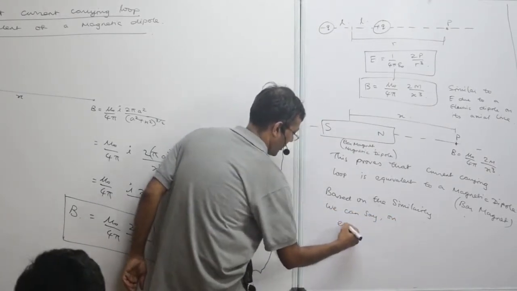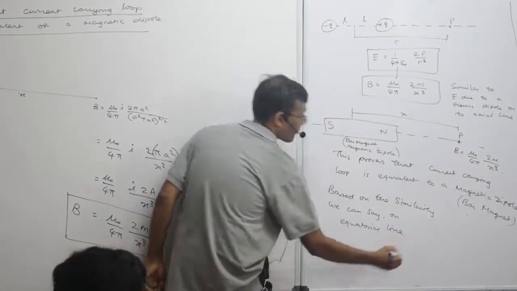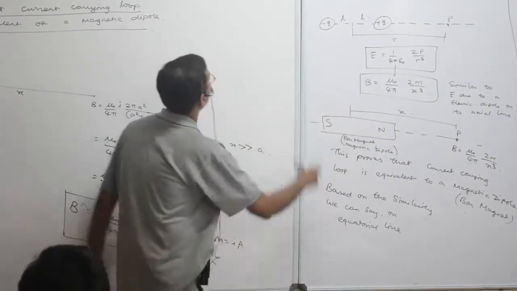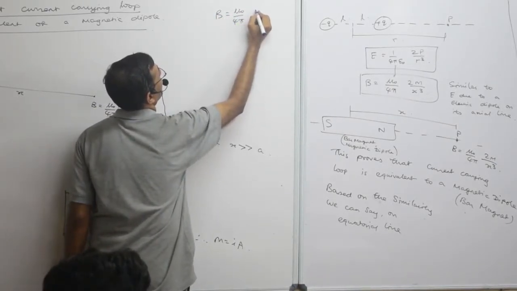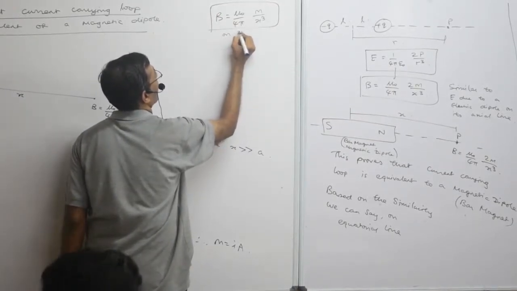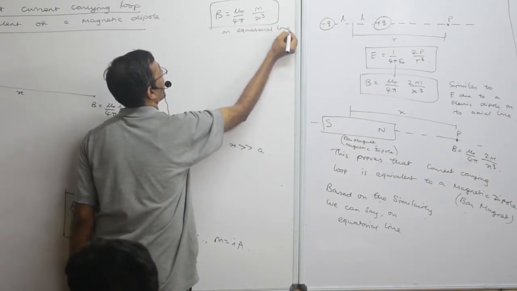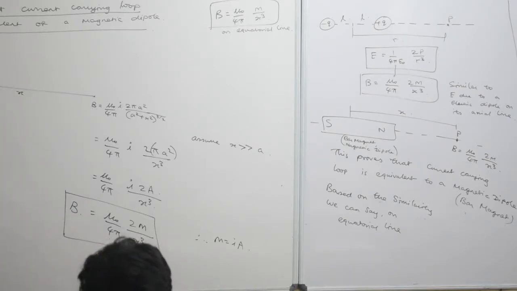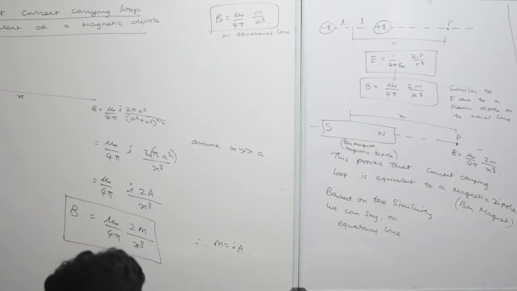on equatorial line, okay. So just rewrite the same thing, maybe I will write it here. So B is equal to mu naught by 4 pi m by x cube. Okay, you will get a lot of numericals based on all these concepts. Only if you know the concepts, you will be able to attend the numericals.